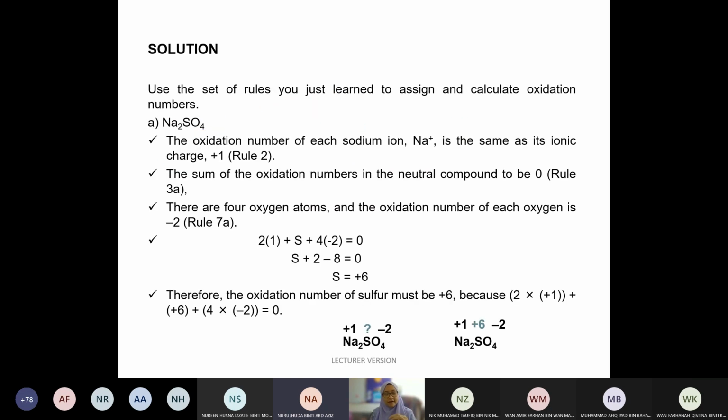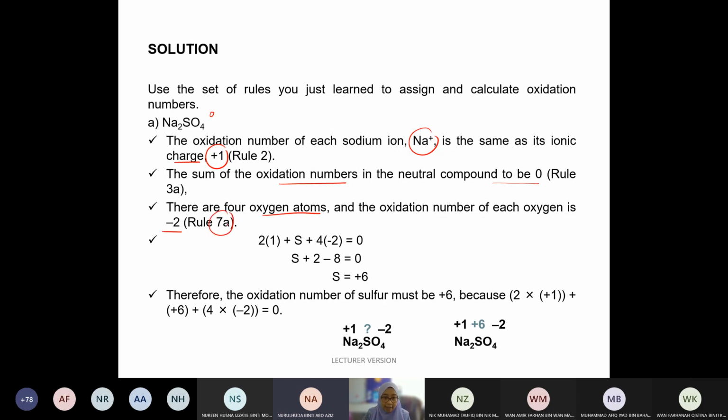But if we want to refer to the rule that we have learned just now, go through each one. Okay, the oxidation number of each sodium ion is sodium plus. It's the same as its ionic charge, which is positive 1. The sum of the oxidation number in the neutral compound is 0. And then there are 4 oxygen atoms and the oxidation number of each oxygen is -2.